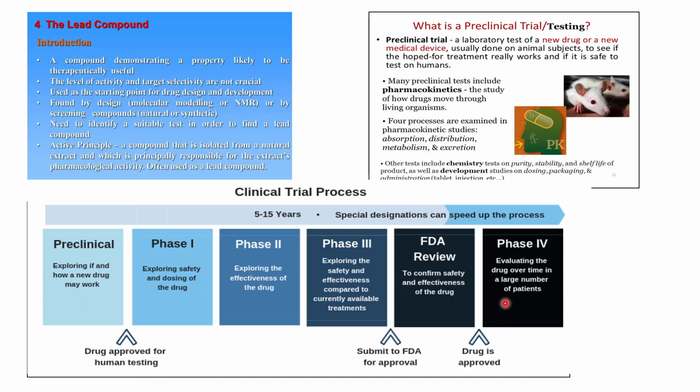And after that, the phase four trial happens, which is basically the effect of the drug in a large number of patients. It is also known as post-market surveillance, to see how the drug is acting in a large number of patients, or whether it is giving rise to some kind of toxicity or ineffectiveness. These things are determined in phase four.